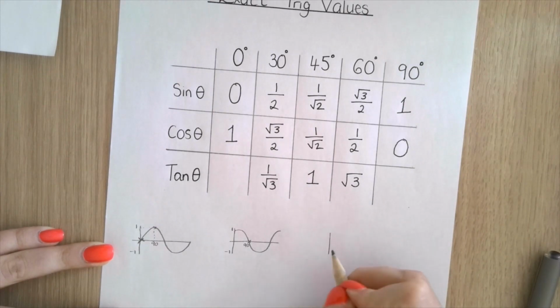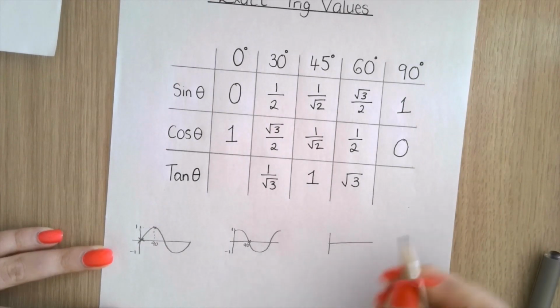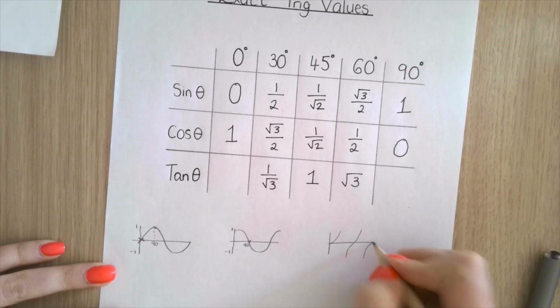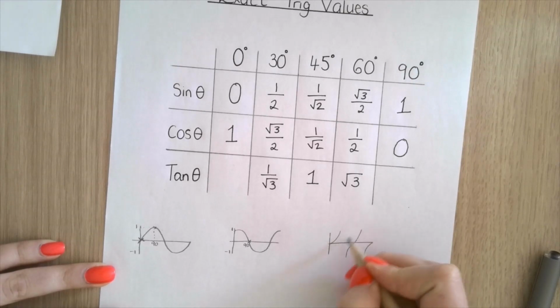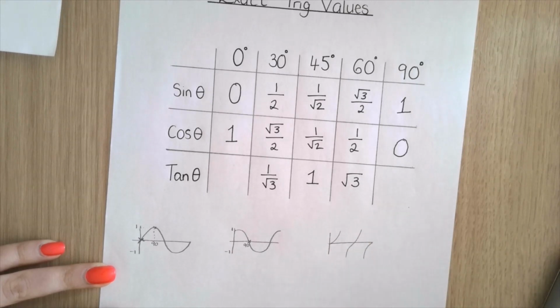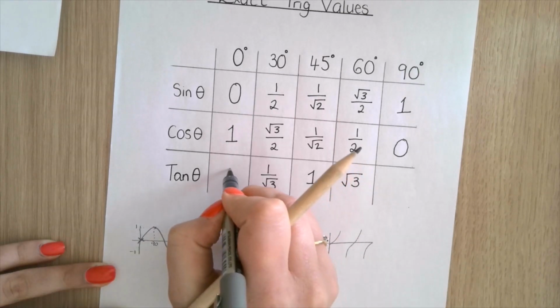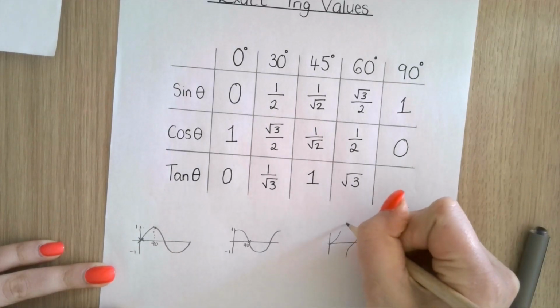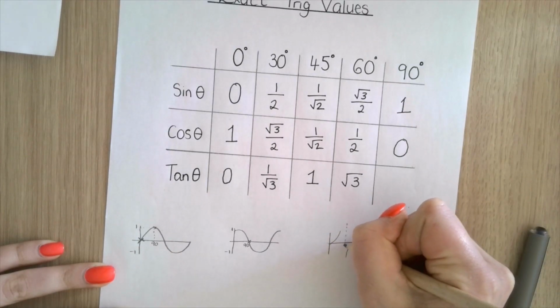Finally, the graph of tan theta, y equals tan theta, looks a little like this, where this pattern, this shape here, repeats every 180 degrees. And therefore, tan of 0 here is 0. And at this point here, there is an asymptote.